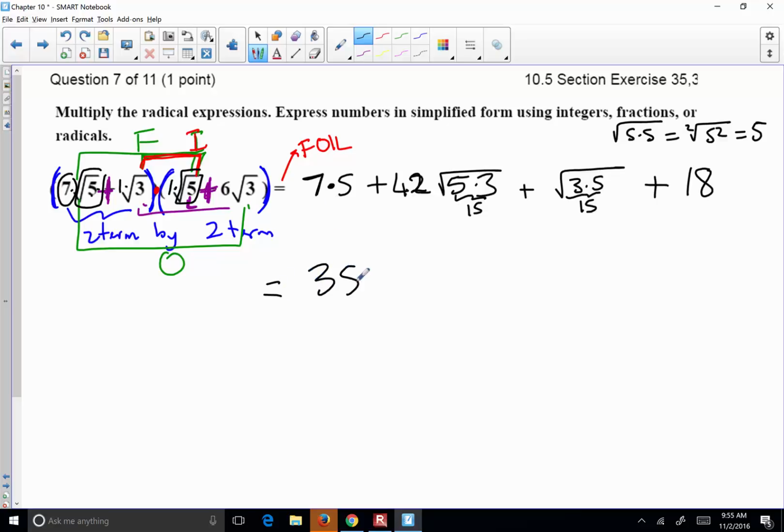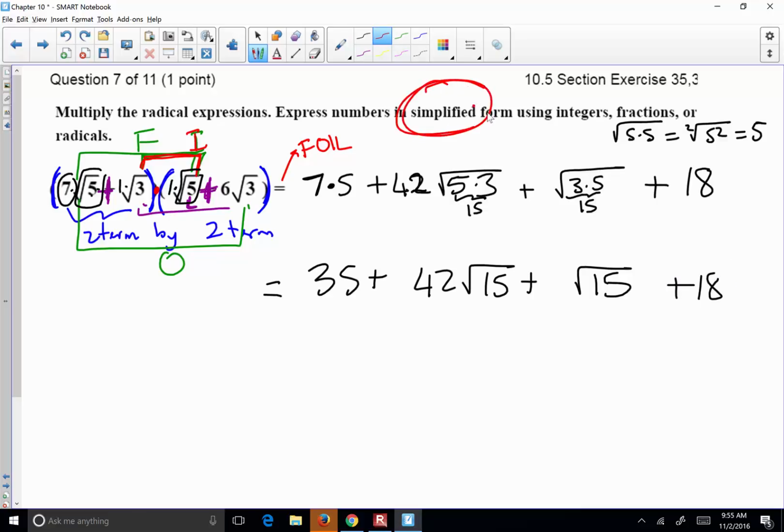35, 42 root 15, another root 15, 18. Is this our final answer? No. We're still one step before the final result. What is the last step? You need to simplify this as much as you can.